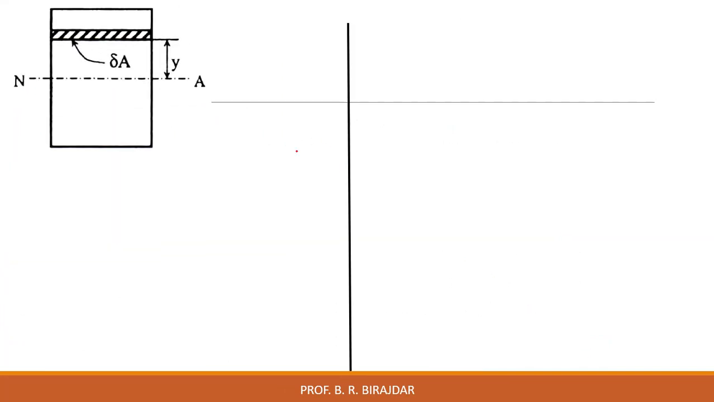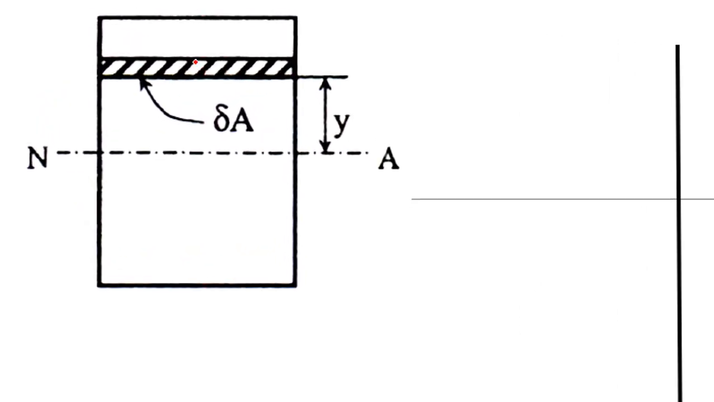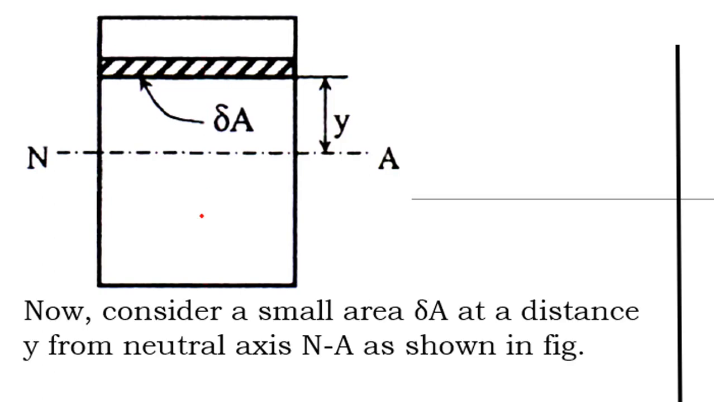Now this is the side view or section of the beam. Here we are considering a small area, having area dA at a distance y. You can consider above the neutral axis or below the neutral axis, no problem. But here we are considering above the neutral axis.